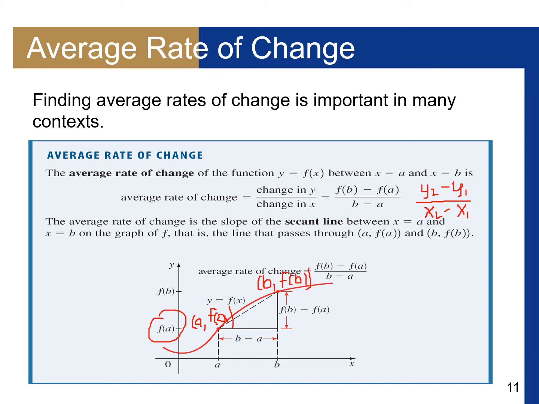Two points, slope formula, average rate of change. All the same, nothing new. The only new part is you're looking at a curve and you're taking those 2 points and you're calling it an average rate of change instead of just keeping it all on the same line.